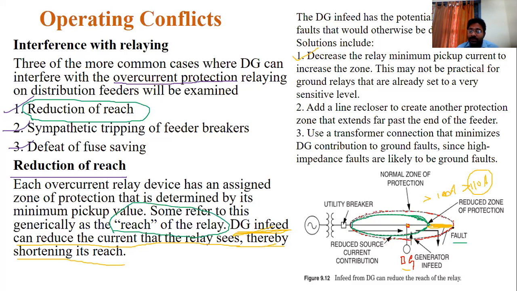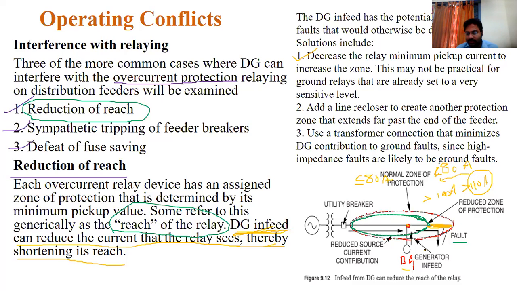But because of that, what will happen here? The reach of that relay is reduced to below 80 amperes. We are setting 110 amperes, but the reach is reduced to below 80 amperes. So that's why you set our relay range to operate at less than or equal to 80 amperes. Do you understand?